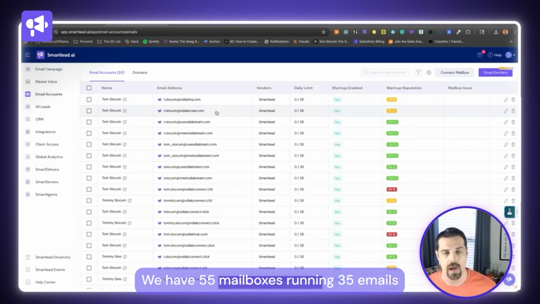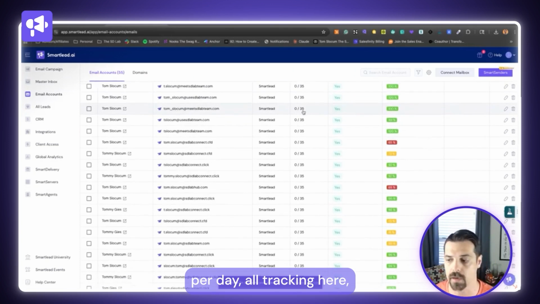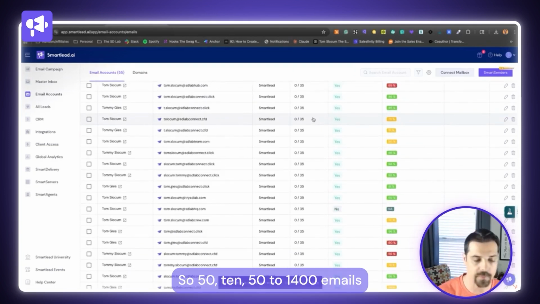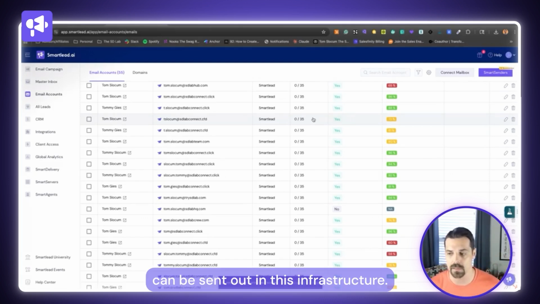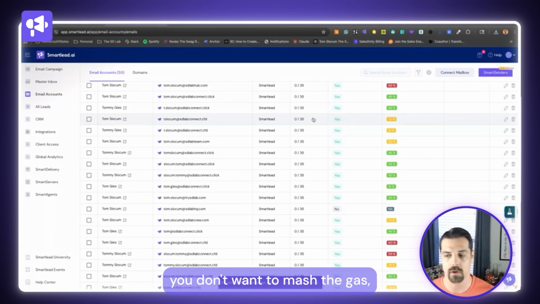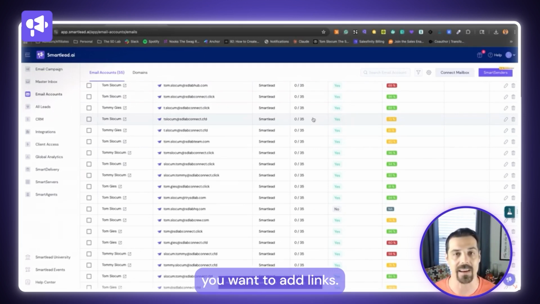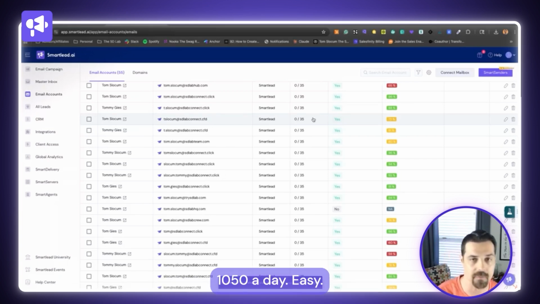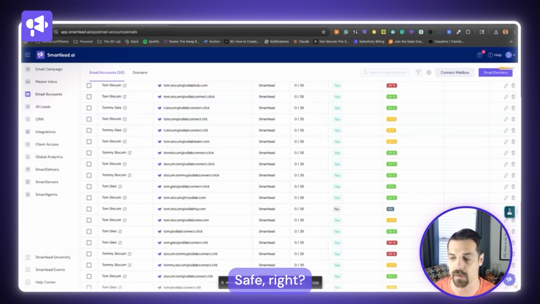We have 55 mailboxes running, 35 emails per day, all tracking here, and we warm about 30 to 40 mailboxes at every time. So 1050 to 1400 emails per day can be sent out in this infrastructure. And what you want to do is you don't want to mash the gas, you want to add lanes. So 35 sends times 30 inboxes, 1050 a day, easy, safe, right?